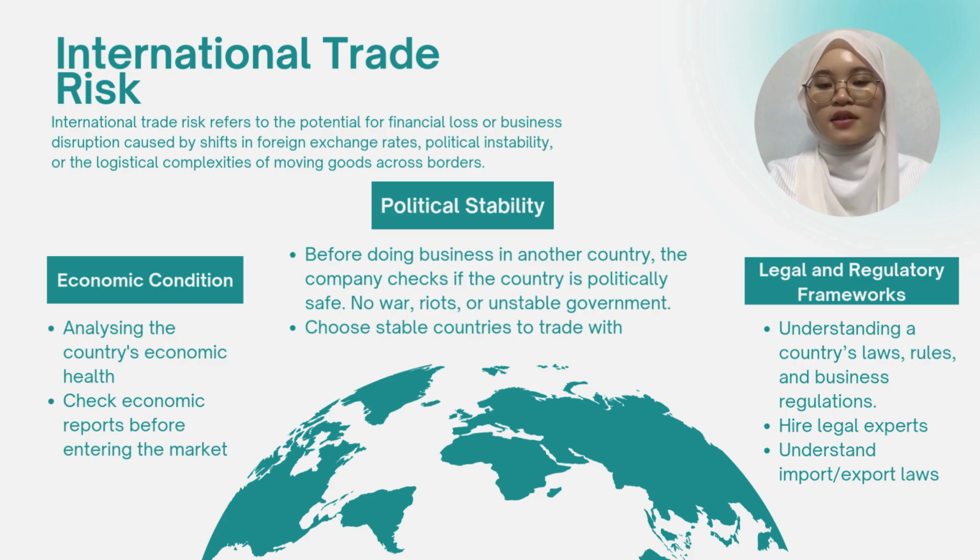The second one is political stability that refers to how stable and secure a country's government and political system are. Political unrest, government change, strikes, or conflicts can disrupt trade activities. For example, if a country experiences protests or sudden policy changes, shipments may be delayed or businesses may face unexpected restrictions.